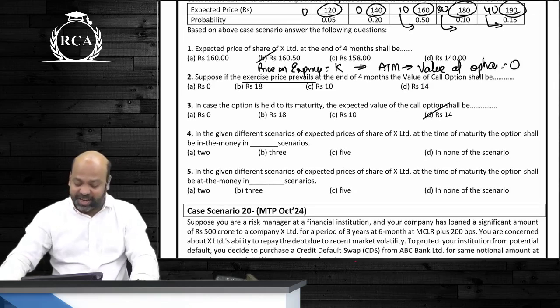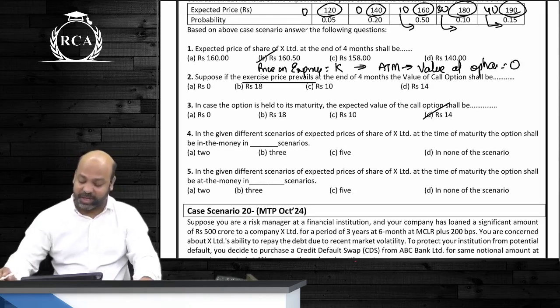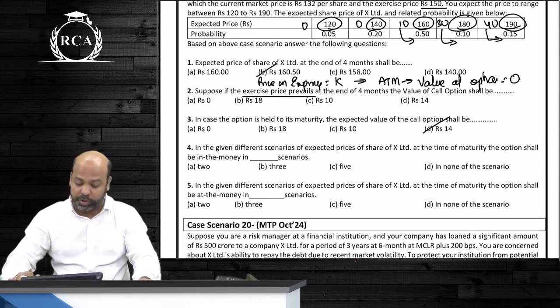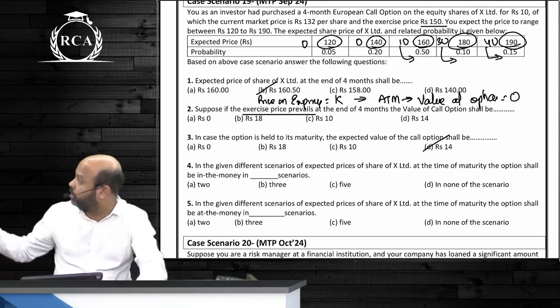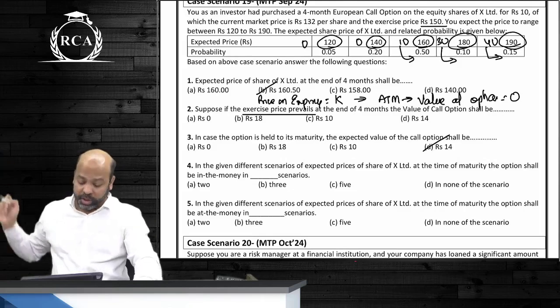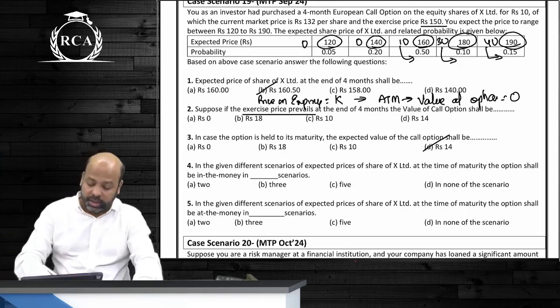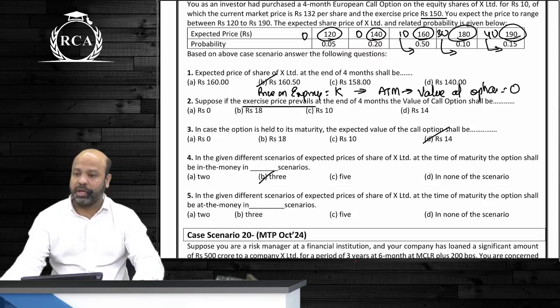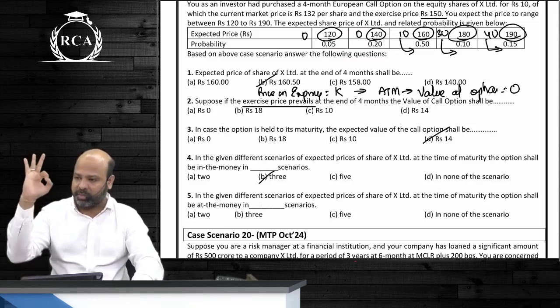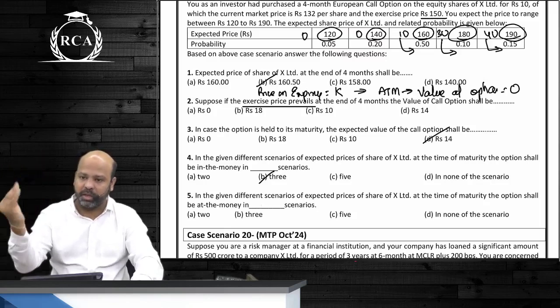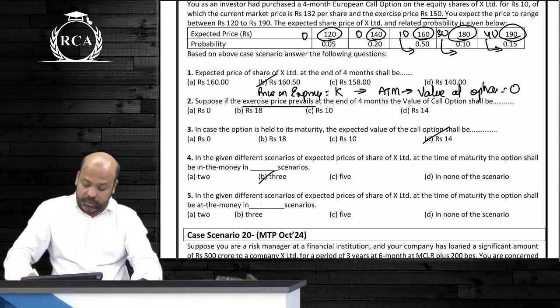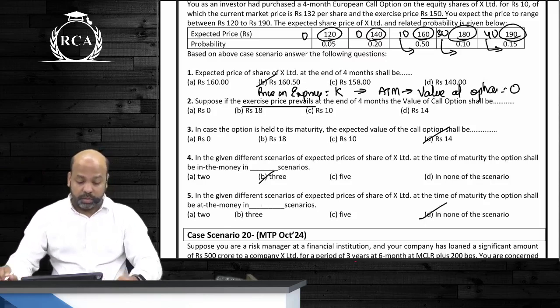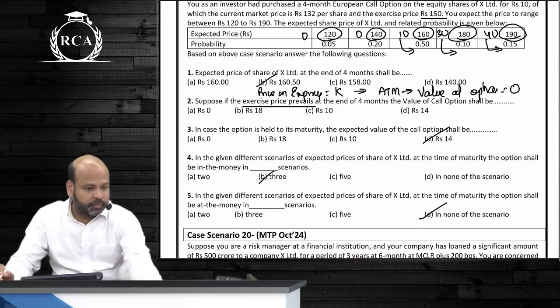Question number 4. In the given different scenarios of expected prices at the time of maturity, the option shall be in the money in how many cases? In how many cases is the option in the money, guys? 3 cases. Correct, Saurav? In how many cases is the option at the money? 0. Out of the money, 2 cases. At the money, 0 case. In the money, 3 cases. Yes or no, kids?